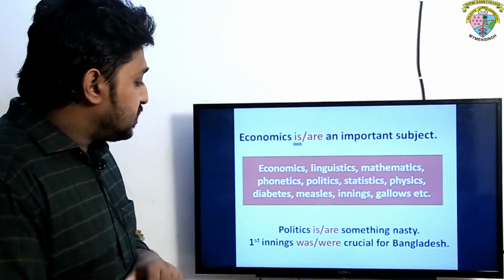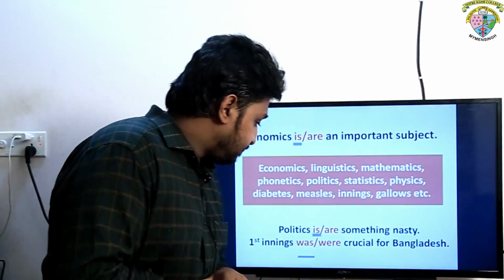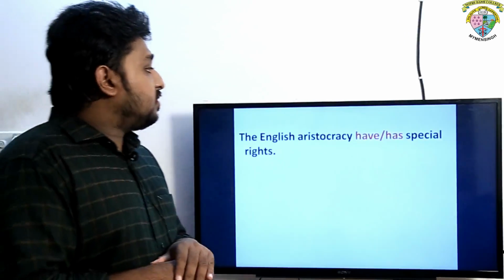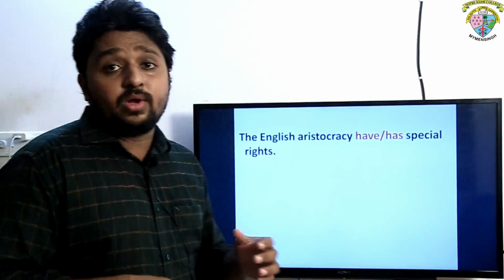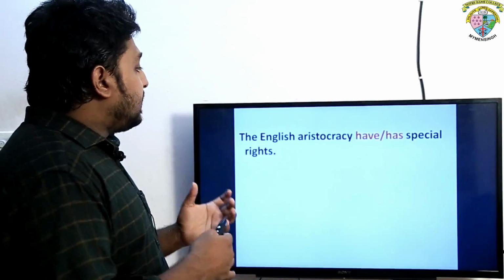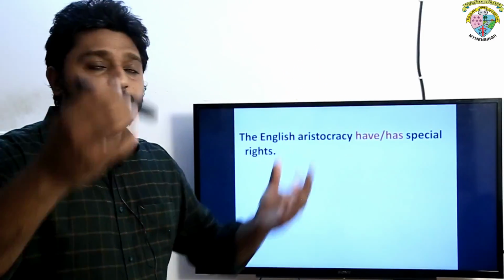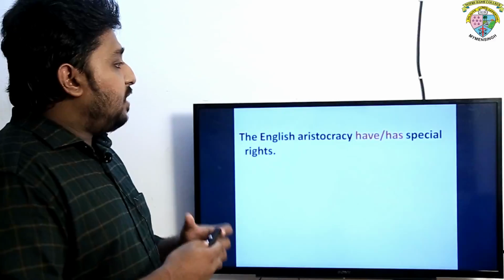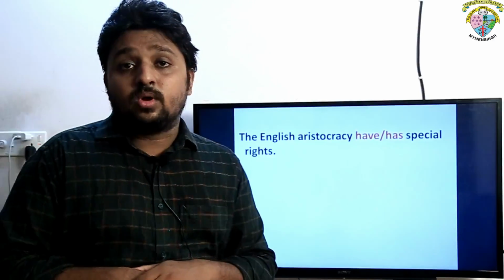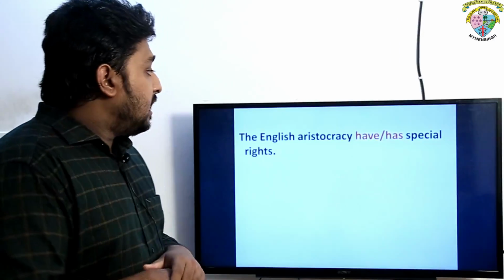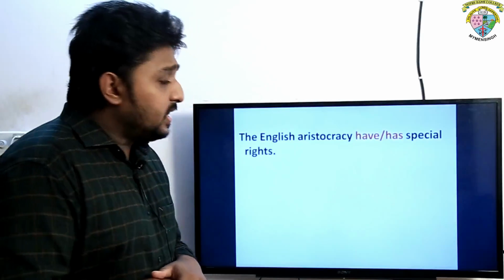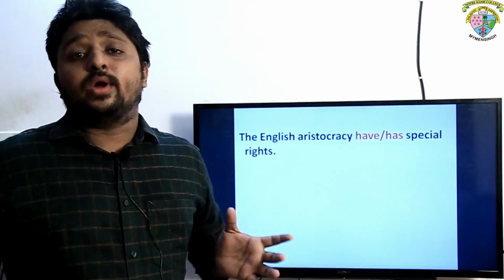So the correct answer should be was. In the next one, very opposite ideas we are going to get now. The English aristocracy, very elite person, English aristocracy have or has special rights. What will be the correct answer? Look, the English aristocracy, here the opposite idea actually we are going to get.